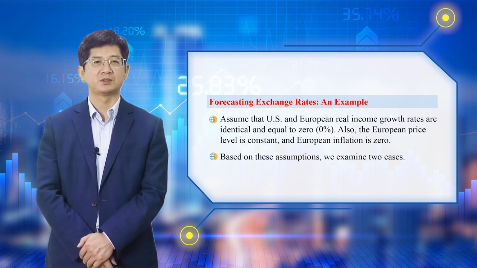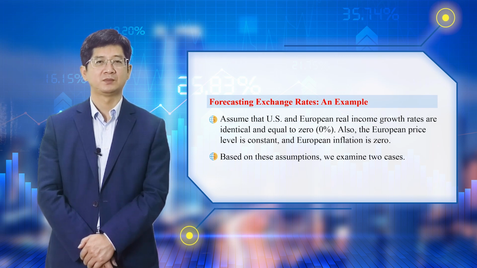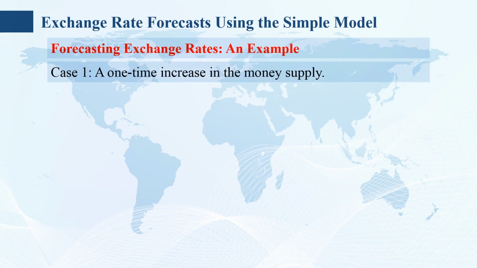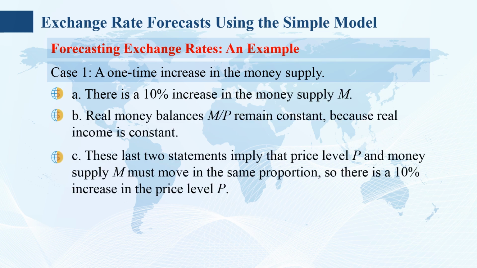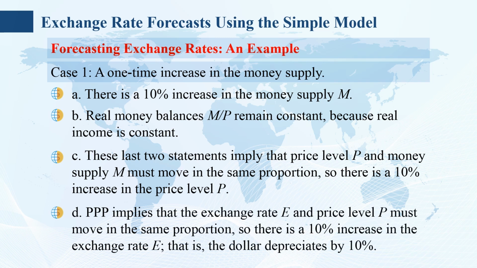Based on these assumptions, we examine two cases. Case 1, a one-time increase in the money supply. A. There is a 10% increase in the money supply M. B. Real money balances M over P remain constant because income is constant. C. These last two statements imply that price level P and money supply M must move in the same proportion.